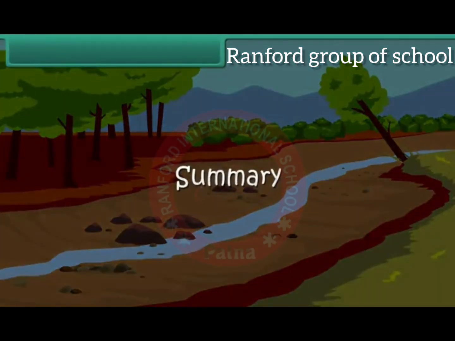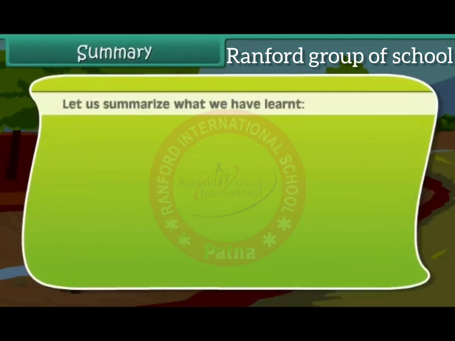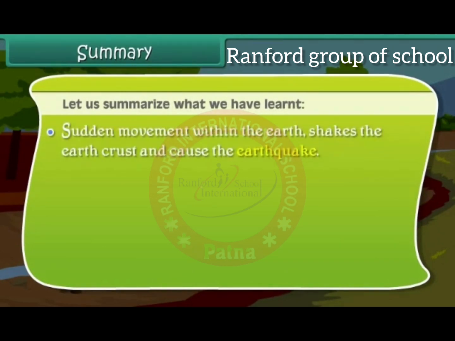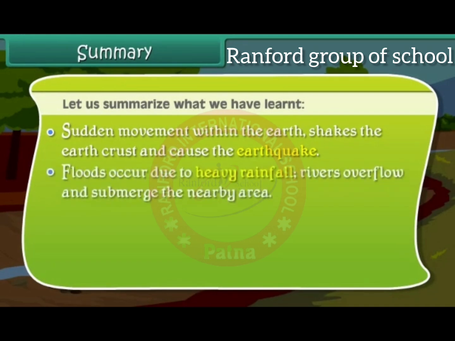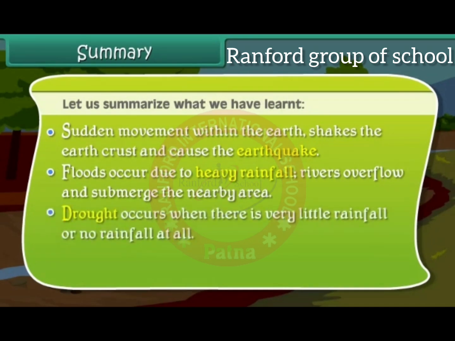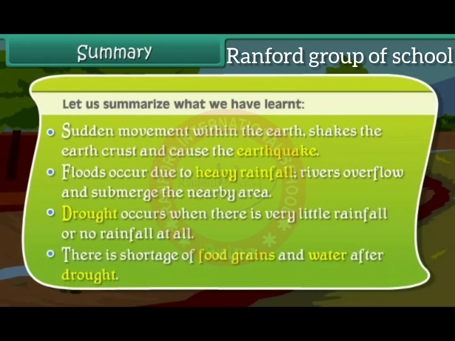Summary. Let us summarize what we have learnt. Sudden movement within the earth shakes the earth's crust and causes the earthquake. Floods occur due to heavy rainfall. Rivers overflow and submerge the nearby area. Drought occurs when there is very little rainfall or no rainfall at all. There is shortage of food grains and water after drought.